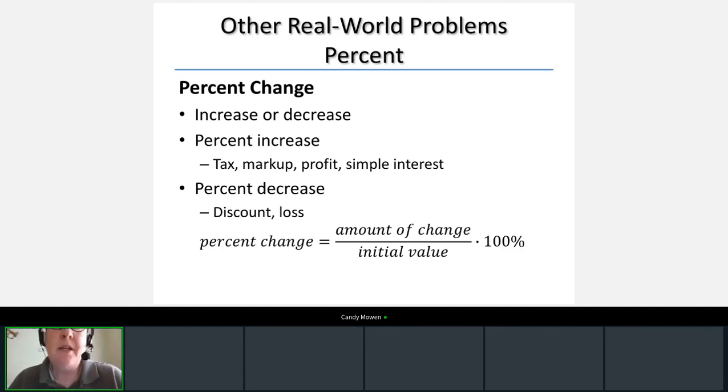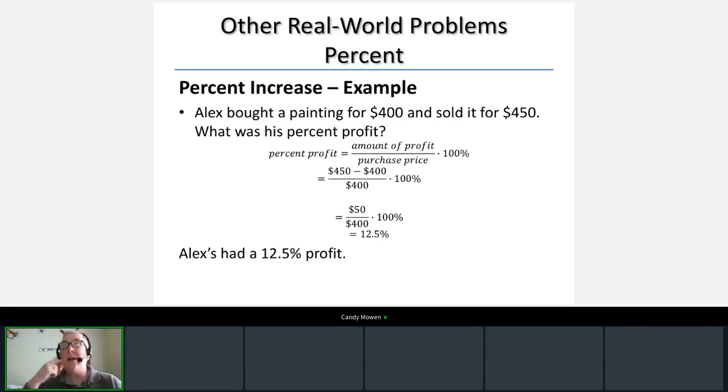Sometimes companies want to look at percent of change, increase or decrease. Percent increases are tax, markup, profit, or simple interest. Percent decreases are discounts or loss. Percent change is equal to the amount of change divided by the initial value times 100%. This is used to help look at analysis of maybe memberships, if they increase or decrease. It tells you what maybe you're doing better or what you can improve on. So these are our real world usage.